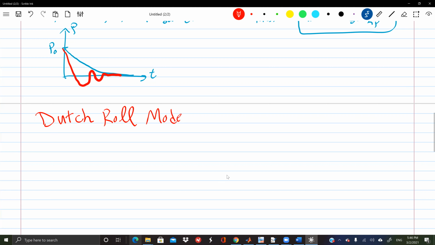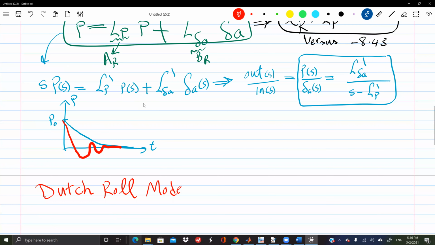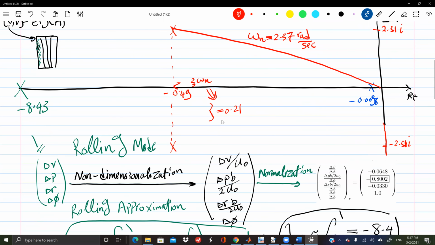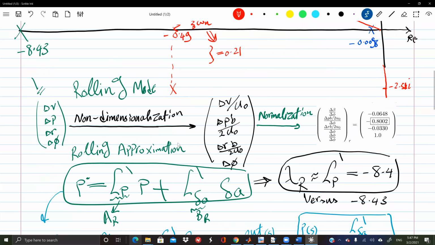So let's see the eigenvectors, to see what is the motion associated with this. It's a relatively fast mode. It's not very well damped. It changes from one airplane to another, but this is typical, really. So let's see what this mode is.